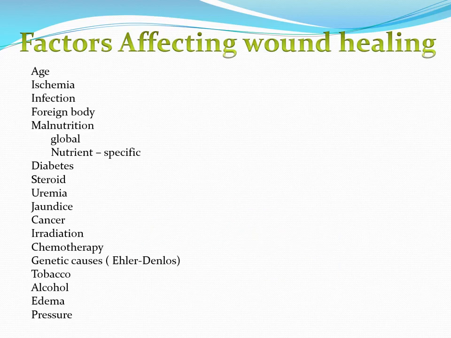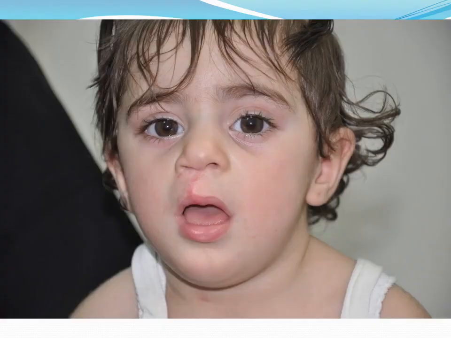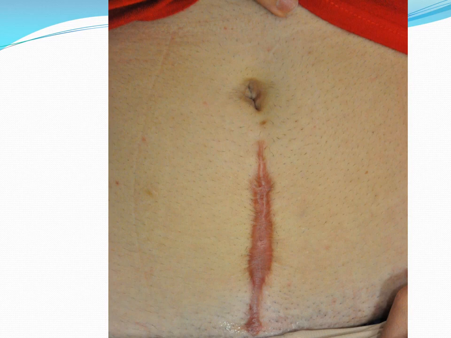There are factors that can affect wound healing. There are a lot of factors in this slide that can affect wound healing. All of these are important to be considered. And these are examples of abnormal kinds of wound healing. This is a case of hypertrophic scarring in which there is widening of the scar in the lip. And this is a case of a keloid wound healing, which is an abnormal wound healing.